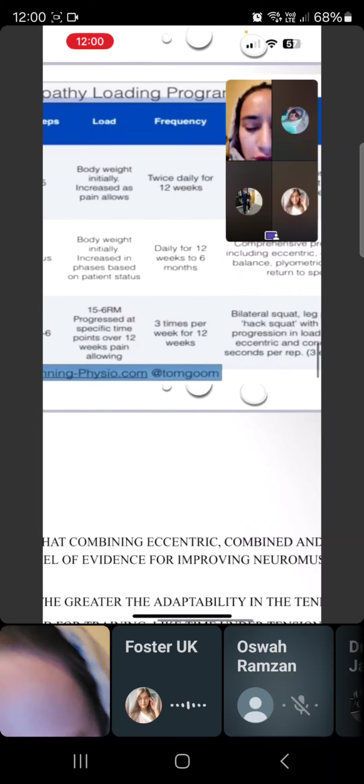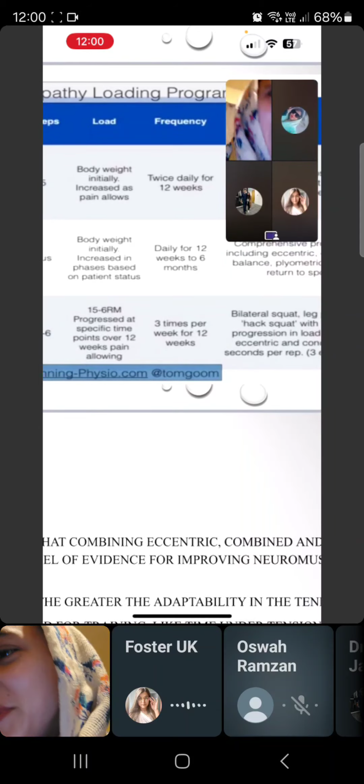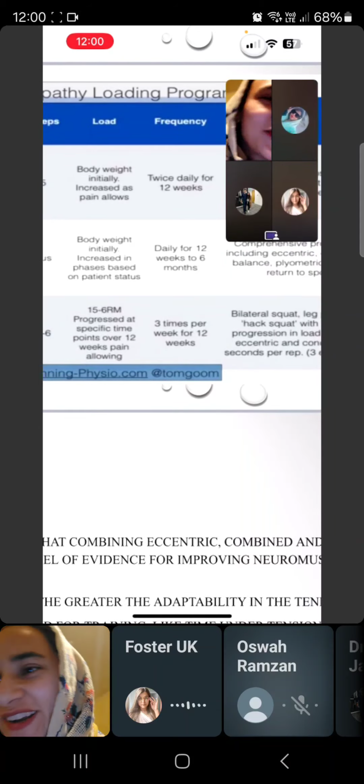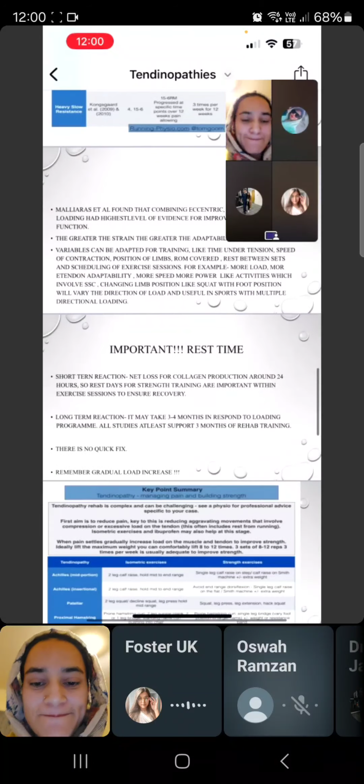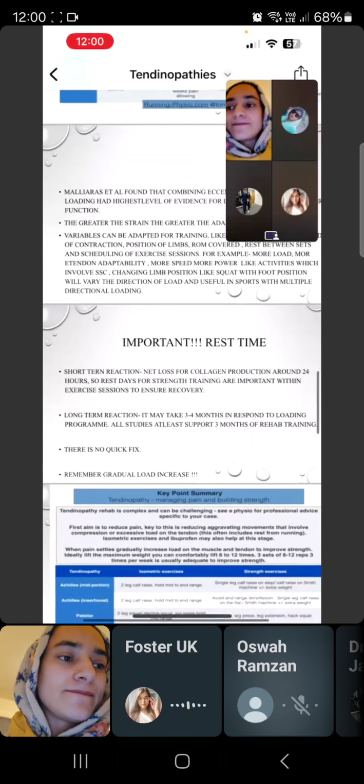This is very important. Rest time is important as well. So when we're talking about the short term, your tendon needs 24 hours to recover its collagen.